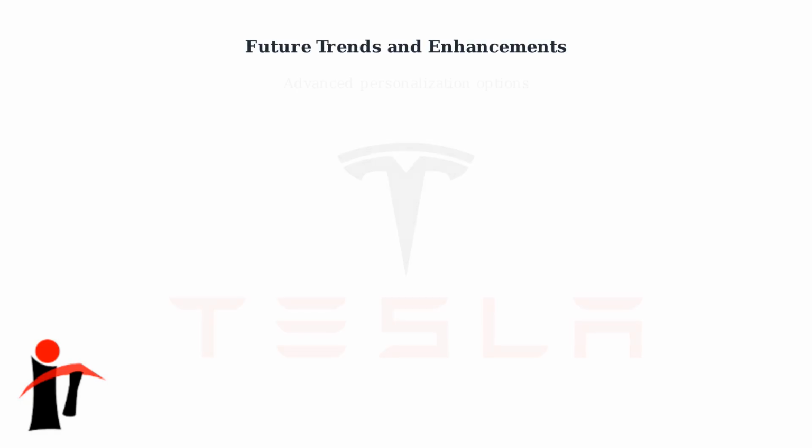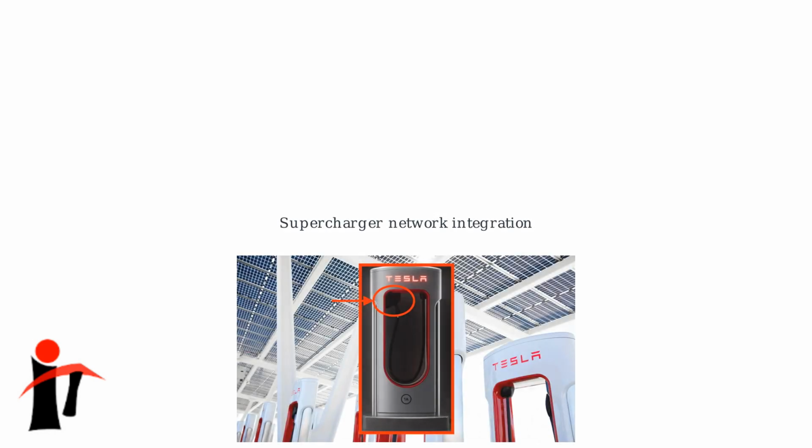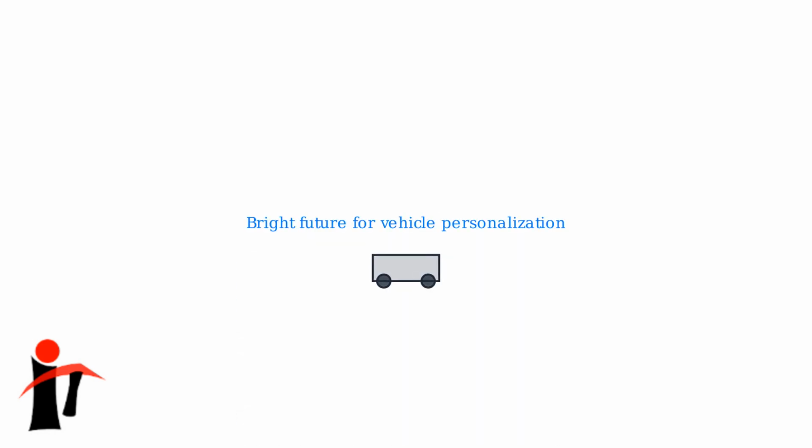Looking ahead, expect even more advanced personalization options. Tesla's upcoming v14.0 may introduce AI-generated name suggestions based on your driving habits and preferences. Integration with the supercharger network is also anticipated, potentially displaying your car's name on the charging station interface for easier recognition. The future of vehicle personalization is bright, with renaming being a key starting point.